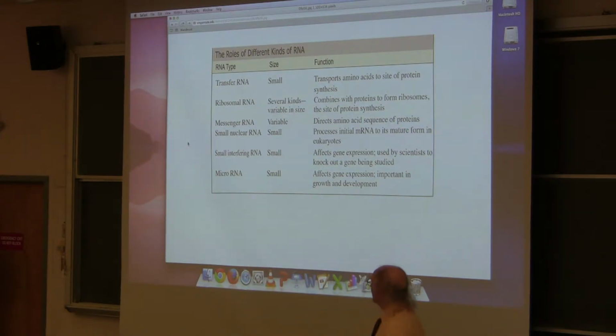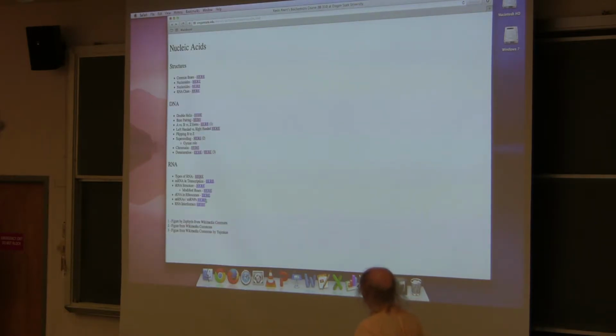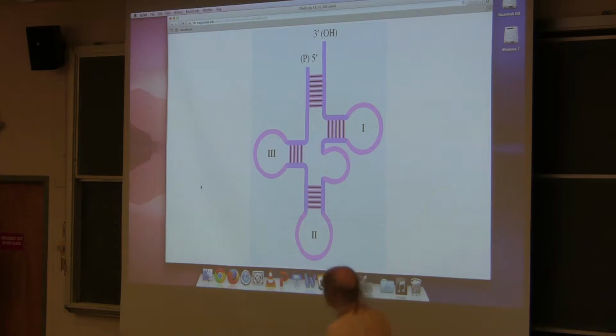Well, I'm sure you learned in basic biology that transfer RNA is a molecule that looks something like what people draw as a clover leaf.